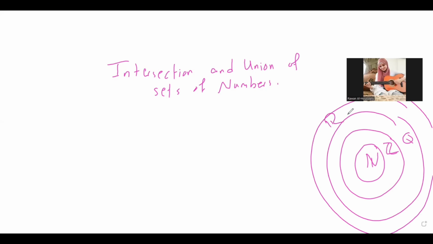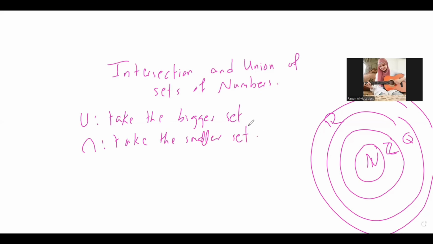Okay, so the easiest way to explain this is: if we have union, we take the bigger set. If we have intersection, we have to take the smaller set. Okay, let me give you an example.